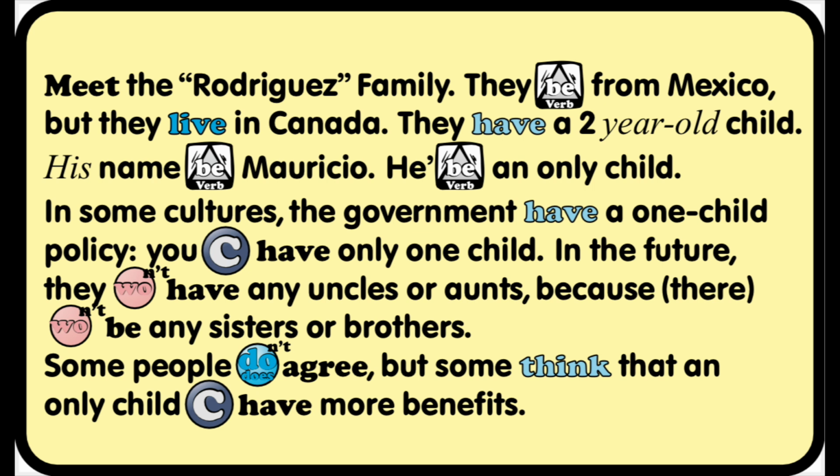Meet the Rodriguez family. They're from Mexico, but they live in Canada. They have a 2-year-old child. His name is Mauricio. He's an only child, es hijo único. In some cultures, the government has a one-child policy. En algunas culturas, el gobierno tiene una política de un solo niño. You can have only one child. In the future, they won't have any uncles or aunts because there won't be any sisters or brothers. Some people don't agree, but some think that an only child can have more benefits.